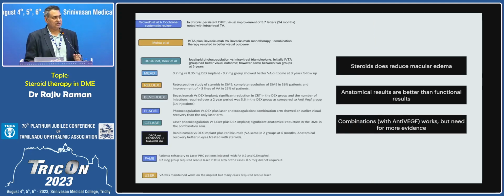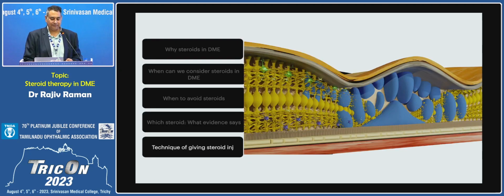There is a lot of evidence. I'm not going into detail, but there are evidences for triamcinolone, for Ozurdex, and for the fluocinolone. It does show that it reduces macular edema. All these studies show that anatomical results are definitely much better, but functional results are not that great as compared to anti-VEGFs. There are evidences regarding combinations, but we definitely need more evidence regarding it.